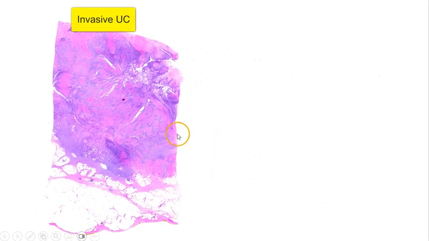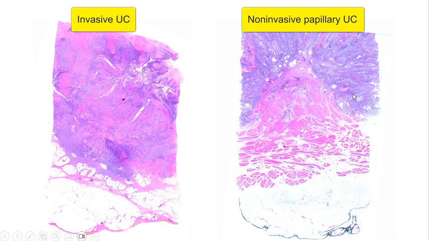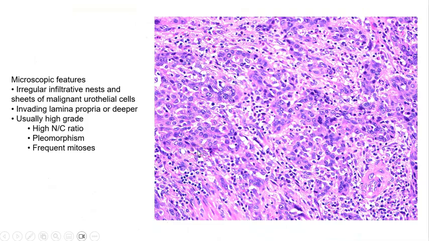So here is our example of invasive urothelial carcinoma, and we can contrast this with non-invasive papillary urothelial carcinoma. You can see here that it has a papillary configuration. It protrudes into the lumen of the bladder like a frond-like mass. The lamina propria is not involved. There is no invasion into the lamina propria. The muscularis propria and the perivesical fat are also not involved.